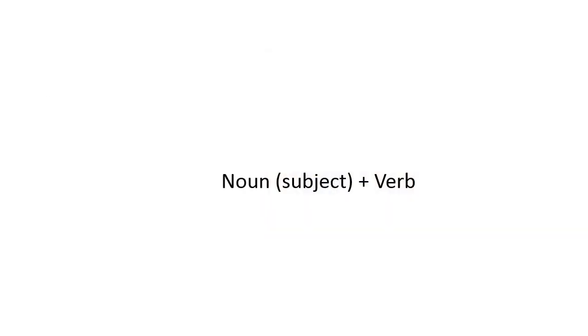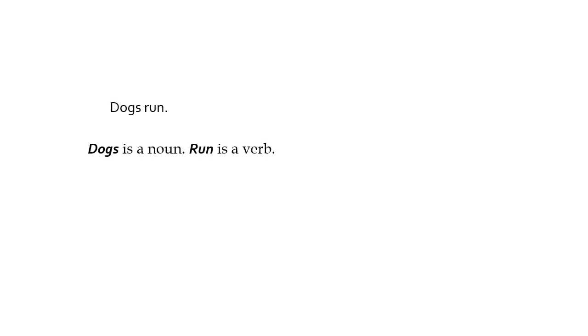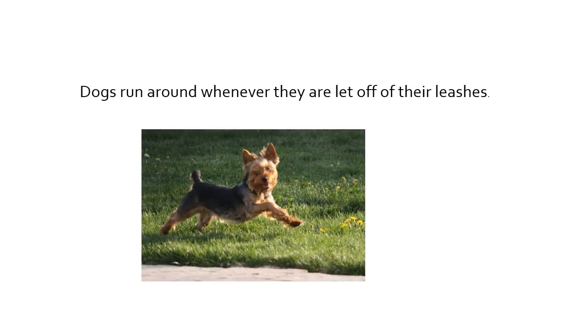So the ingredients of a sentence, the basic ingredients, are a subject and a verb. The subject is a noun, and then you have a verb. The verb is the action, and the subject is the thing doing the action. So, dogs run. Dogs is a noun, and run is a verb. That is a complete sentence. Dogs run. Let's look at a variation. We're going to add some frosting and decoration, in a sense, to this basic sentence. Dogs run around whenever they are let off their leashes. So the core of the sentence is still dogs run. The fact that they run around and the fact that they are let off their leashes is just additional information.